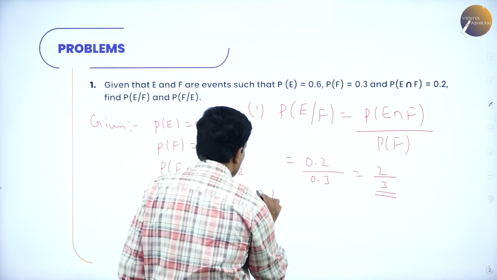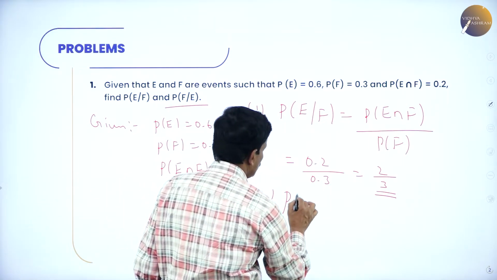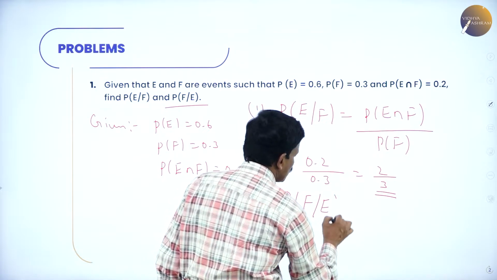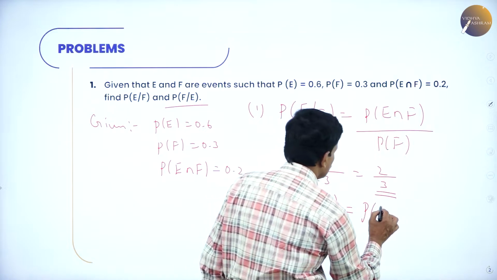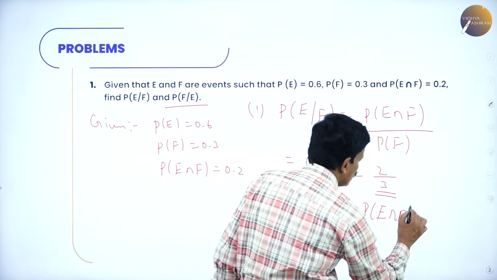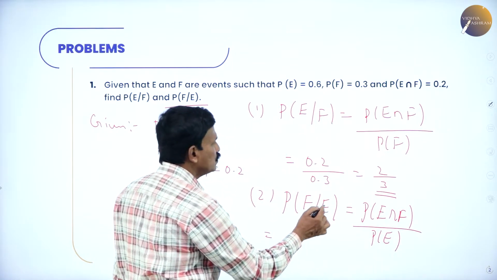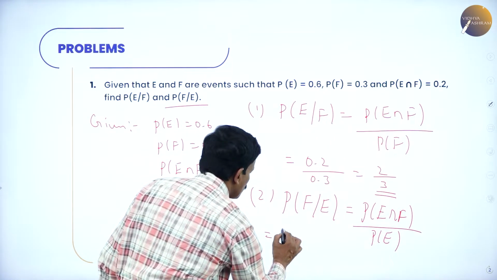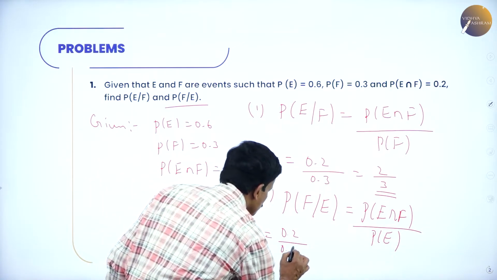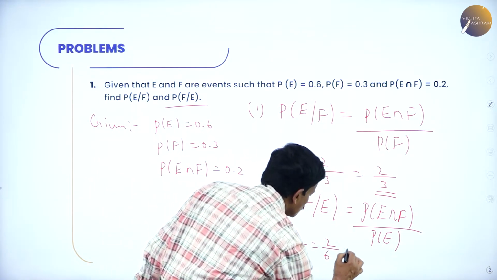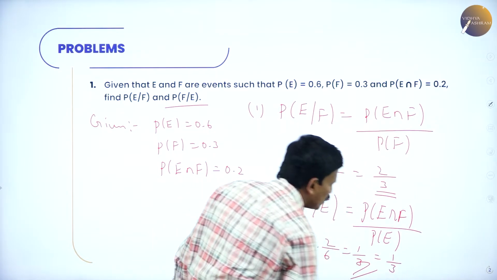Now on the other hand, second part, what is required to find is probability of F by E. Probability of F if E has already occurred is given by the same formula, probability of E intersection F divided by the probability of E. So this is equal to intersection F, again 0.2, divided by probability of E, which is 0.6. This is equal to 2 by 6, or 1 by 3. The probability is 1 divided by 3.